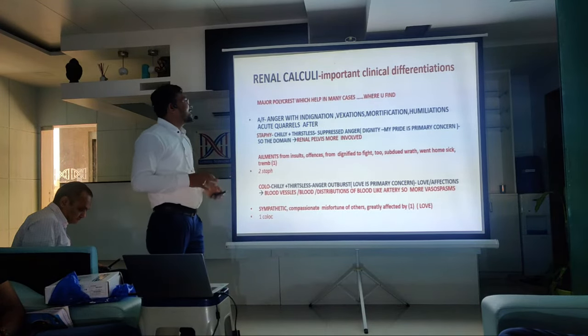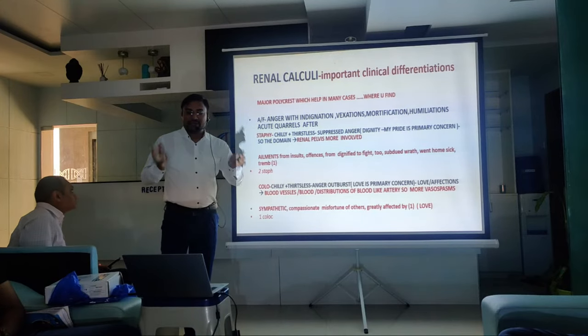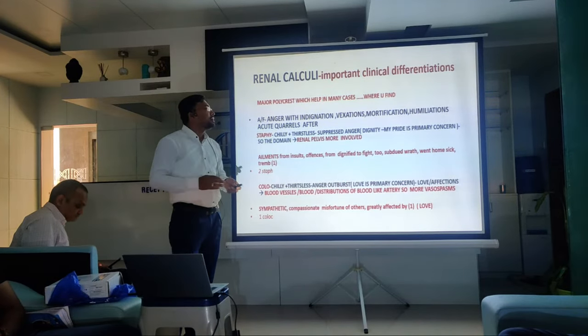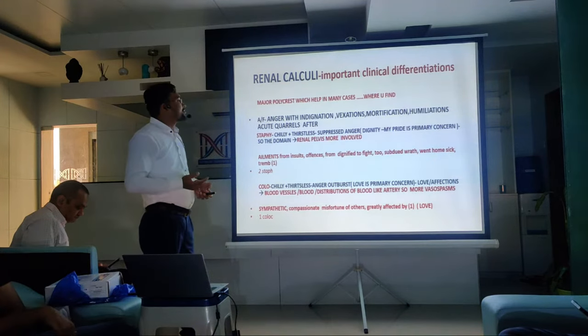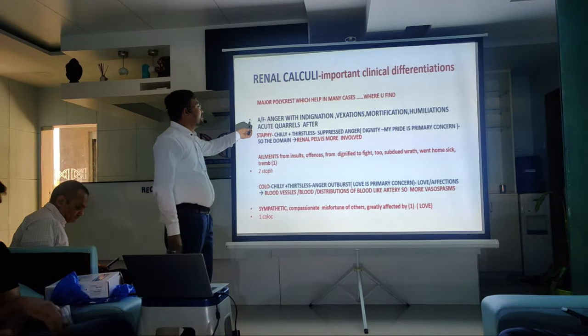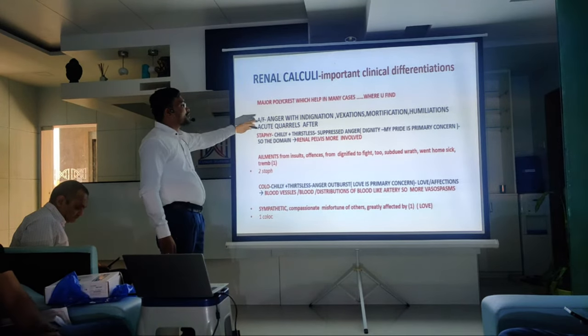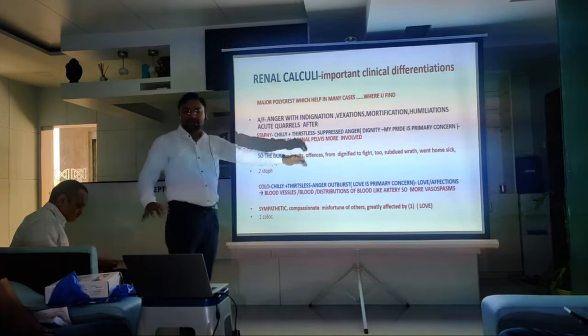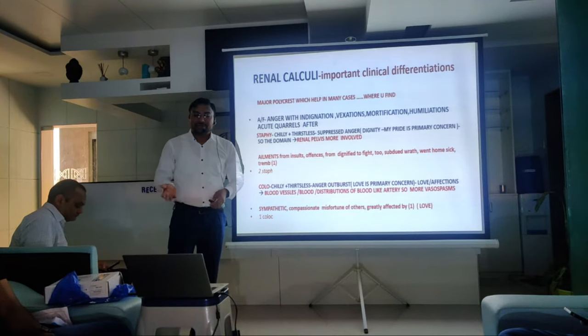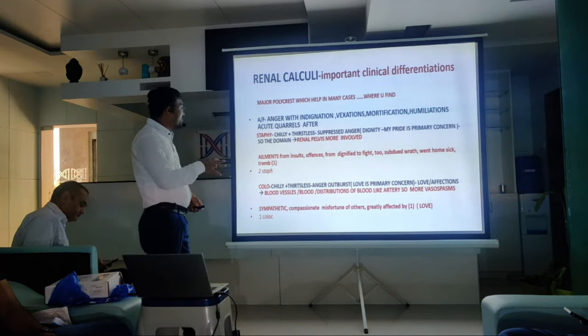Major polychrests which help you in many cases. There are many cases we have in renal pathologies, in abdominal situations where we find anger with indignation, vexation, mortification, humiliation, acute quarrels. This is commonly happening nowadays. We have it day in, day out, right? So these are the four remedies which are very helpful.